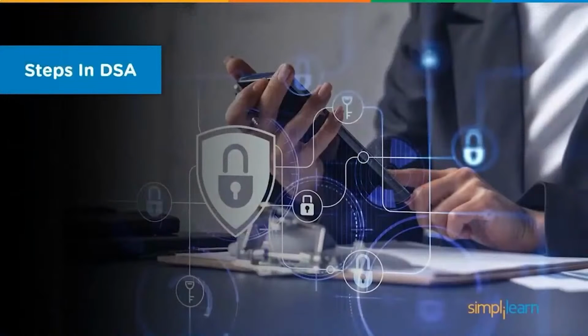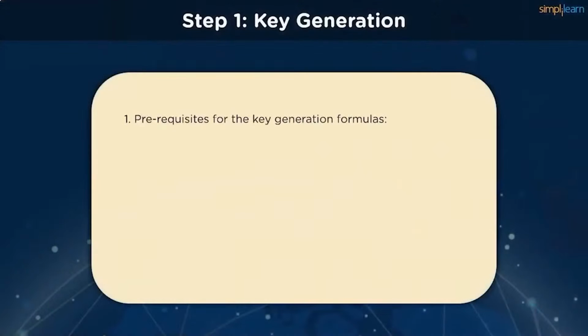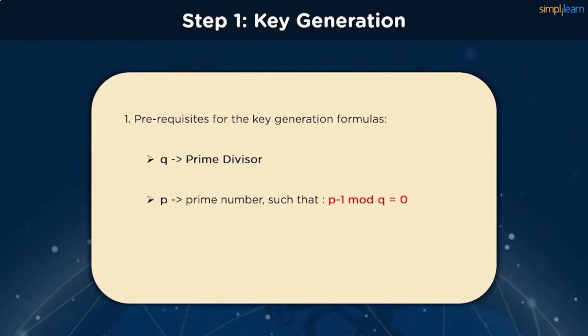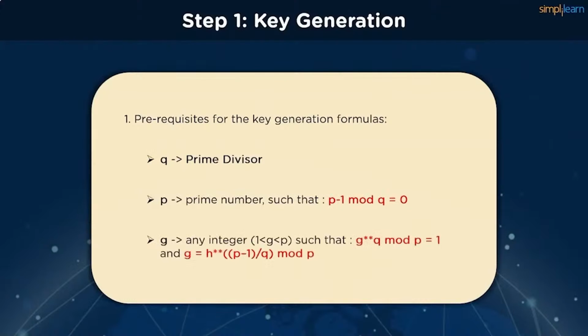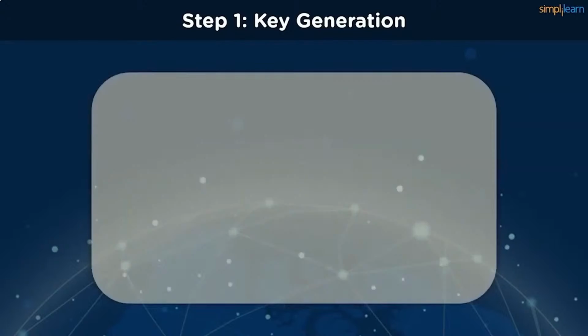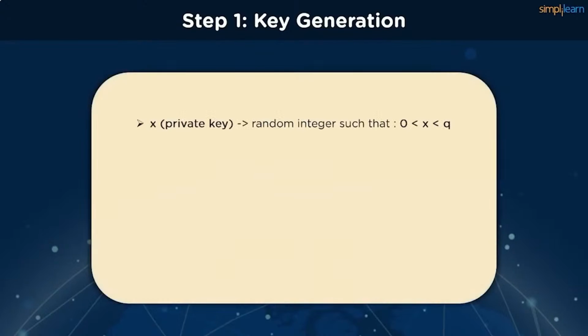We have three phases here, the first of which is key generation. To generate the keys, we need some prerequisites. We select a q which becomes a prime divisor. We select a prime number p such that (p-1) mod q equals 0. We also select a random integer g which must satisfy the two formulas being shown on the screen right now. Once these values are selected, we can go ahead with generating the keys.